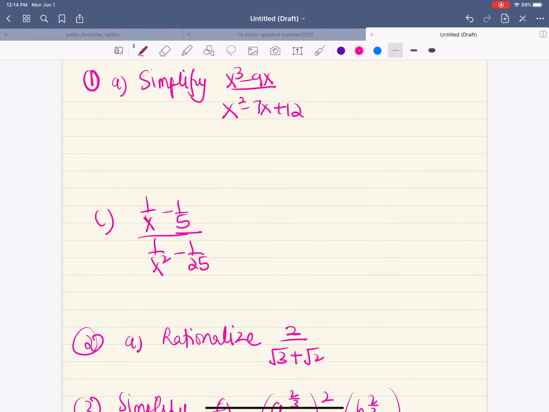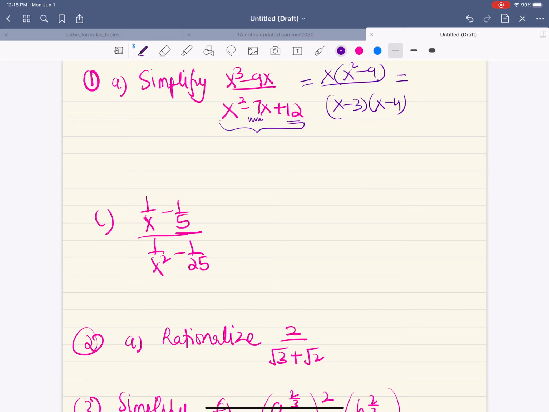Okay, the first problem I'm doing is number 1, part A. All it says is simplify. So I have a rational expression that I'm supposed to simplify. First thing, I'm going to go ahead and factor the top. I can pull out an x from the numerator and also factor the denominator. Looks like it's a quadratic equation, ax squared plus bx plus c type, and my a is 1, so these are easier to factor. You're looking for two numbers, they multiply to give you positive 12, they add up to give you negative 7.